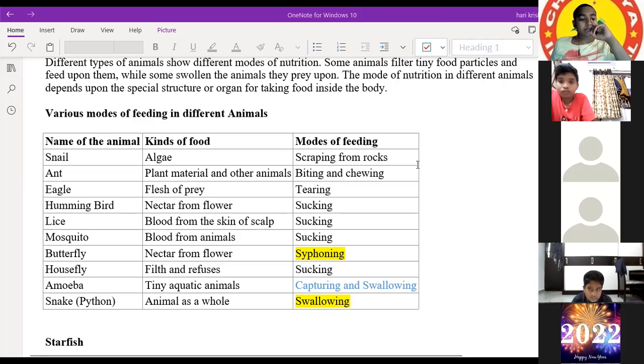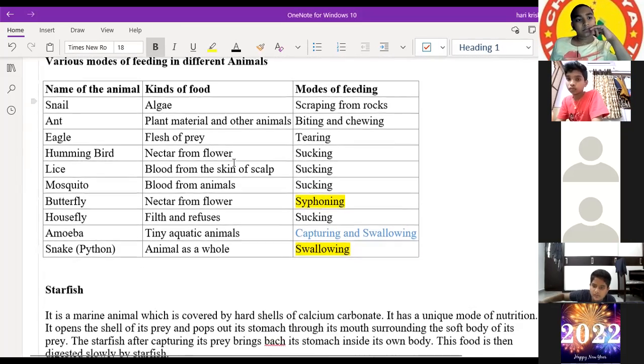So apart from Jayit and Ritvik, remaining, please respond. Understanding or not? Yes, sir, we are. Sir, who is that, sir?